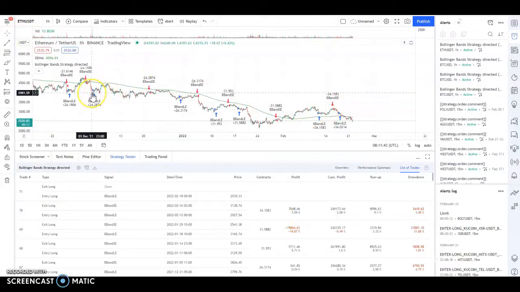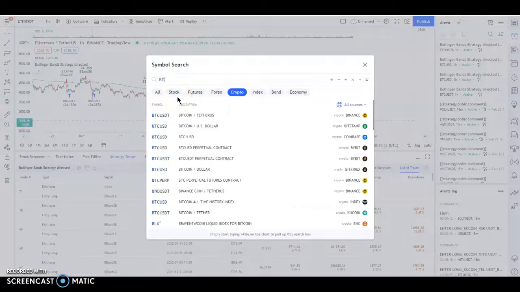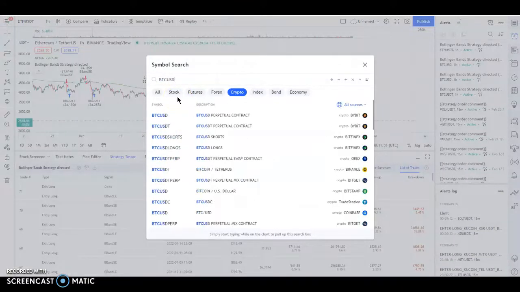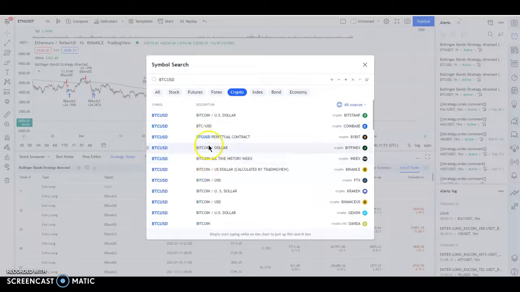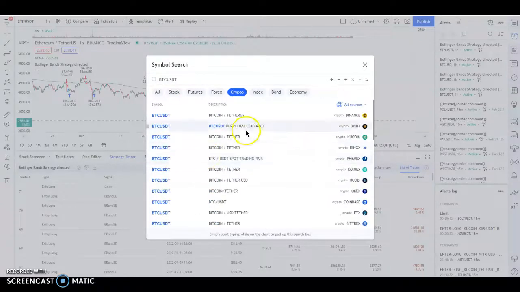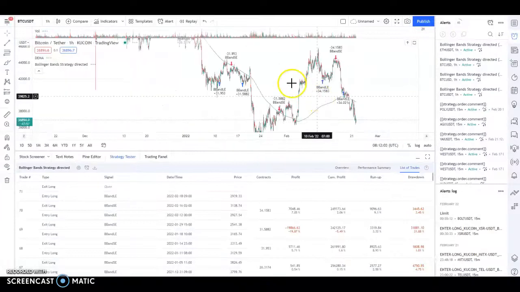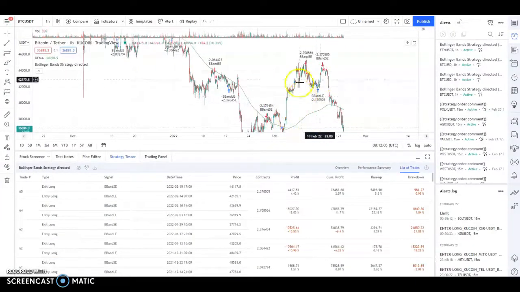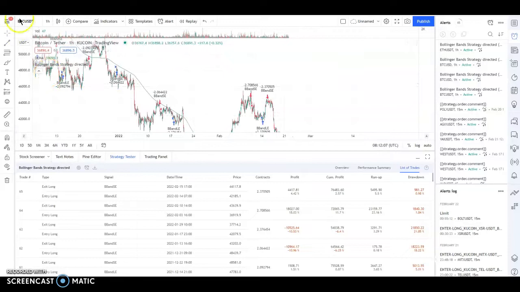So, how to set up the alerts, how to get these signals sent straight to your phone. First, make sure you have these 2 indicators set up on whatever chart you want. Say you want to have the alerts for BTC USD. You want to trade BTC USDT, right? You want to be taking these trades. You want to get in, boom, right here.